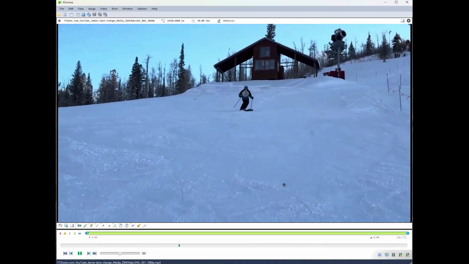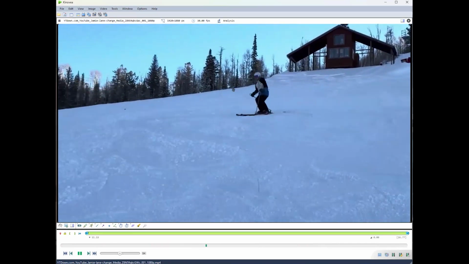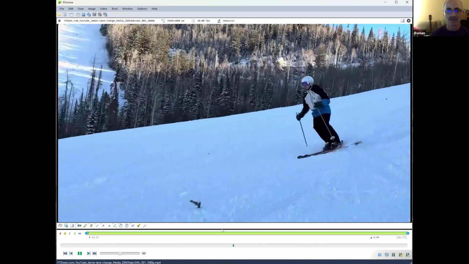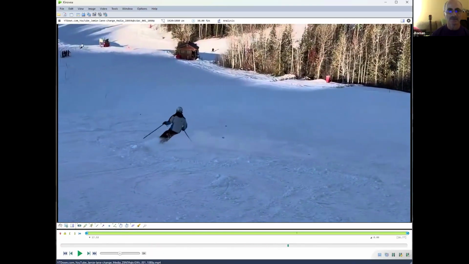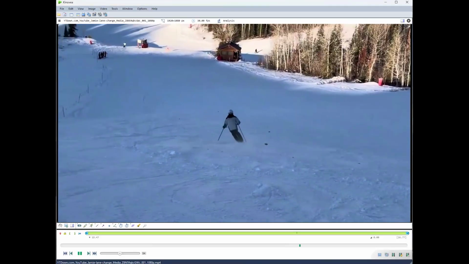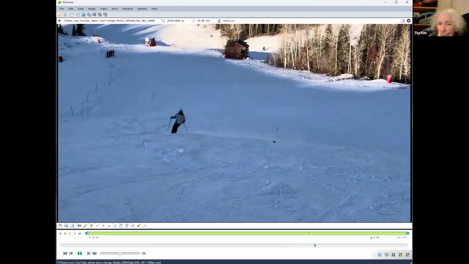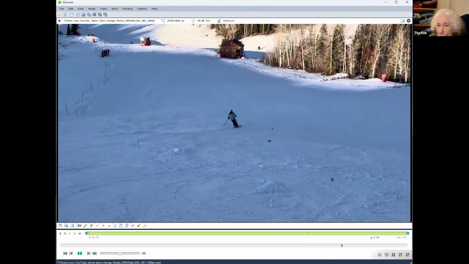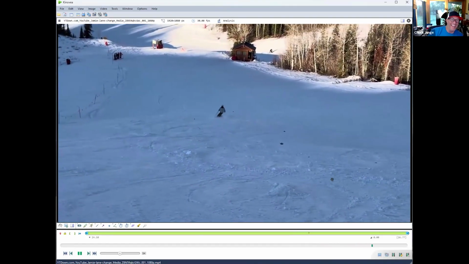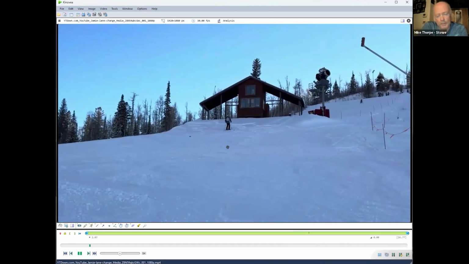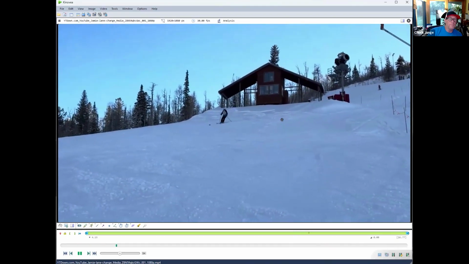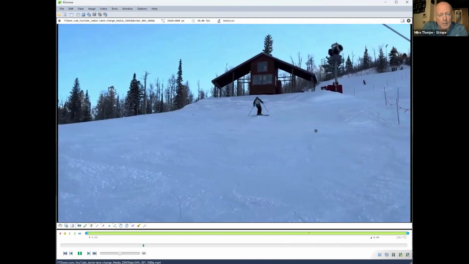Because we see the skis turning simultaneously. Inclination. You just look at the legs. The inside knee appears higher than the outside knee at full extension at the apex of the turn.